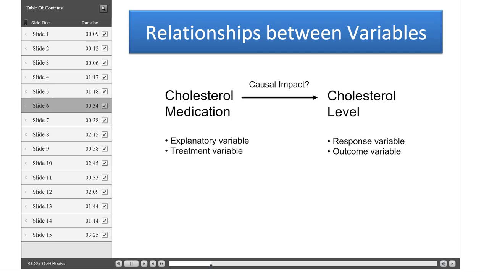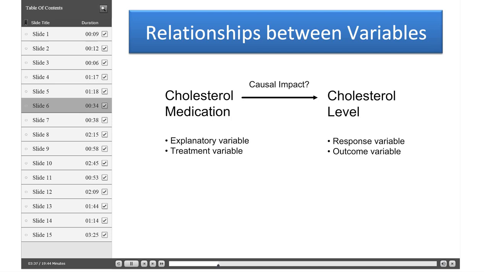Here's another example where we're interested in the relationship between two variables, except here we're trying to see if a newly developed cholesterol medication has a causal impact on someone's cholesterol level. Again, we're using the terminology of explanatory variable for cholesterol medication and response variable and outcome variable for cholesterol level. On the previous slide, we called smoking an exposure variable, and you could call cholesterol medication an exposure variable, but it's really more accurate to use the word treatment variable because this cholesterol medication is a treatment that's intended to control someone's cholesterol level.